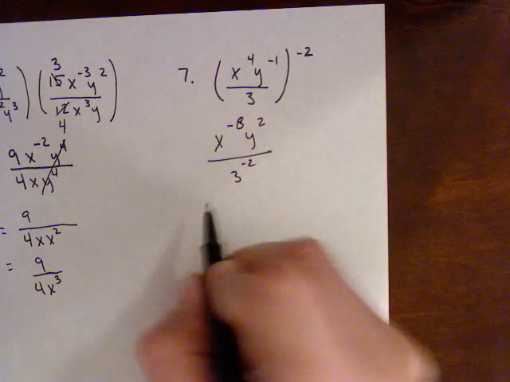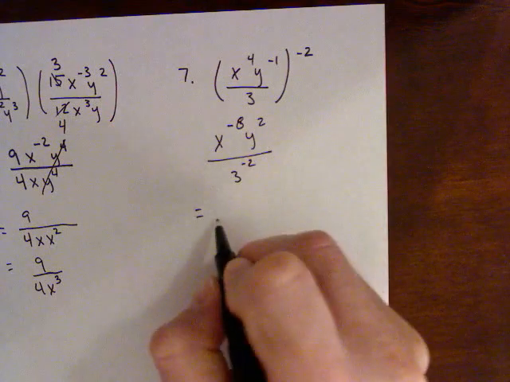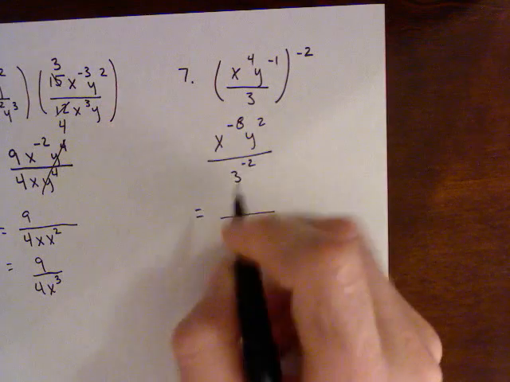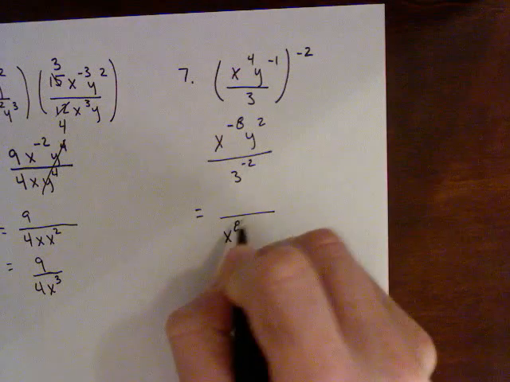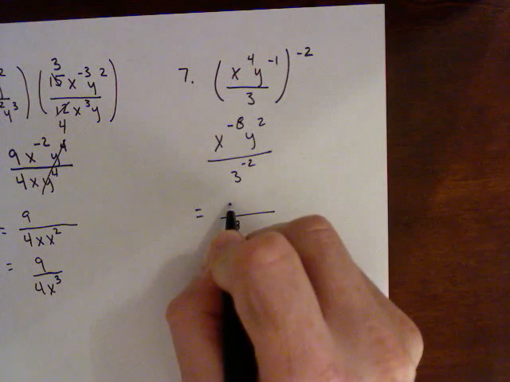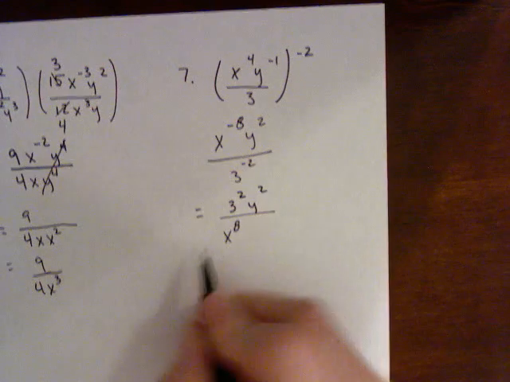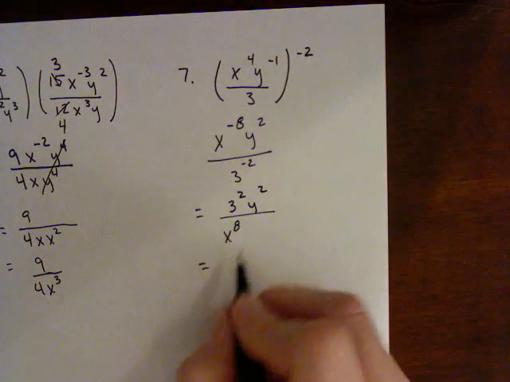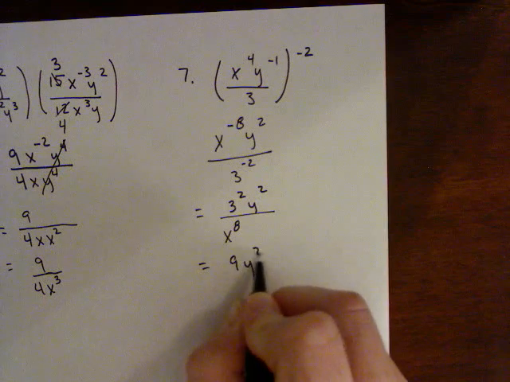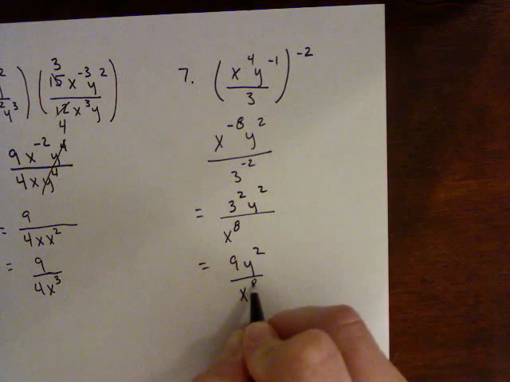We need to make all negative exponents positive. We'll do that by dropping from the numerator into the denominator x to the eighth, and raising 3 to the negative second to the numerator as 3 to the second, carrying along our y squared. 3 to the second is 9, y to the second over x to the eighth.